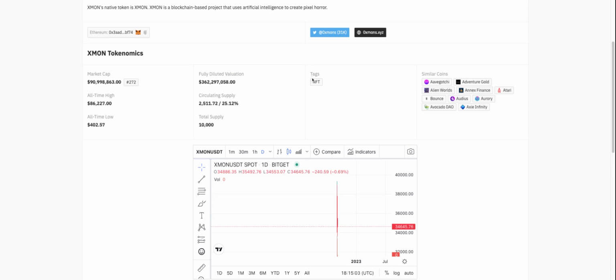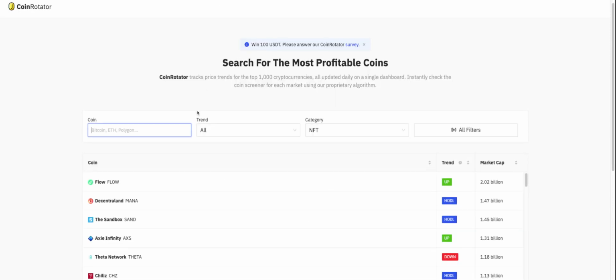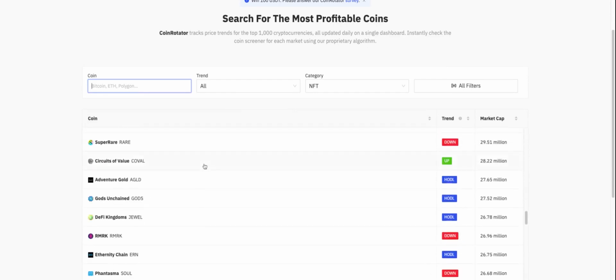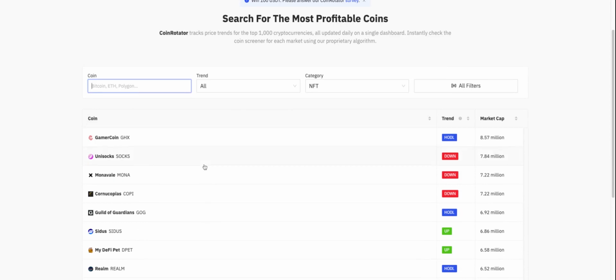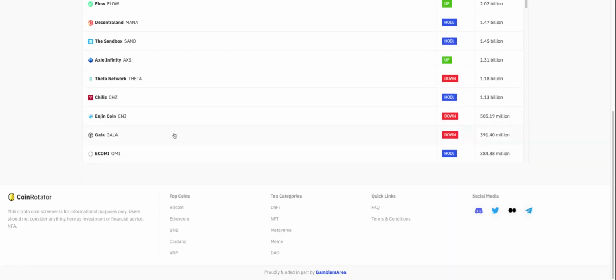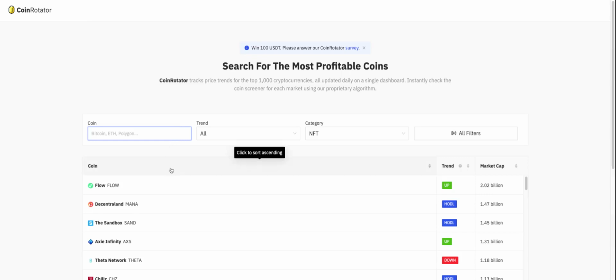We have tags which you can sort by. So here, if you click NFT, you'll see all the coins in the top 1,000 that are referred to in the NFT category, which can be quite useful if the narrative is strong. Let's say the Bored Apes are trending on OpenSea or something of this nature. You'll want to try to trade coins in the NFT category.